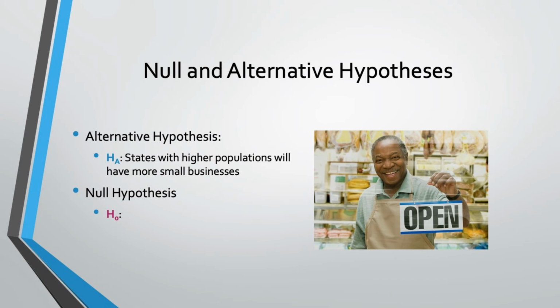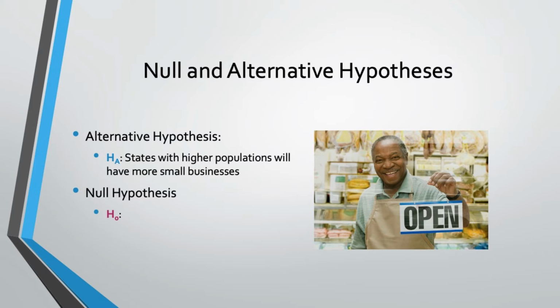Let's see if you can figure out the null hypothesis on your own with this final example. Here, the hypothesis is that states with higher populations will have more small businesses. So really think about what the independent variable is here and what is the dependent variable. You can go ahead and pause the video for a moment and think this over and try to figure out the null hypothesis.